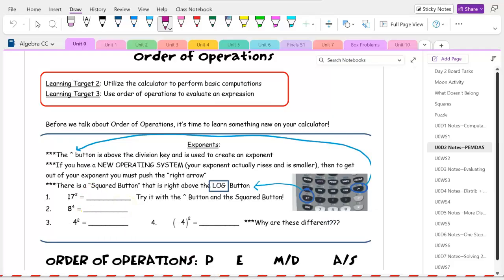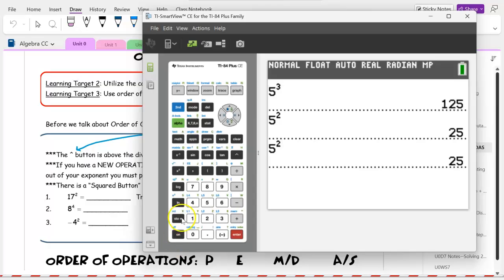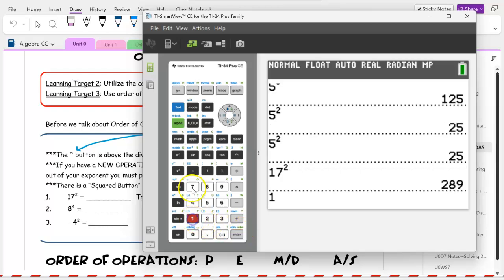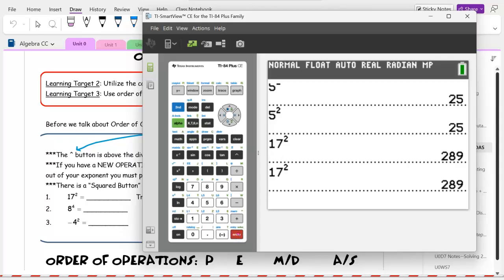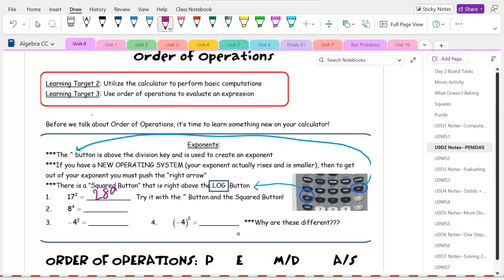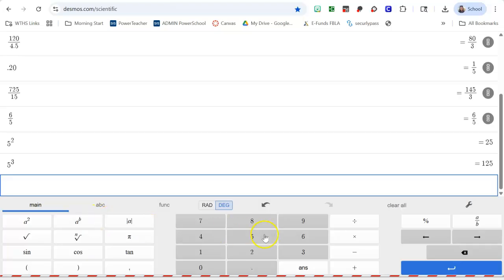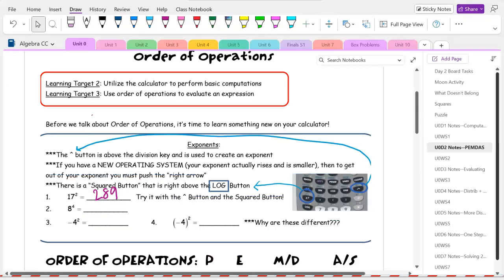17 squared. Again, if you're using the calculator, you can either use the caret button or you can press the squared button. Either way, you're going to get 289. It's just your personal preference. 8 to the 4th. This time I'm going to use Desmos. Because I'm raising to some power other than 2, I'm going to click this button and then put the 4. Oh, that's very large. 4,096.